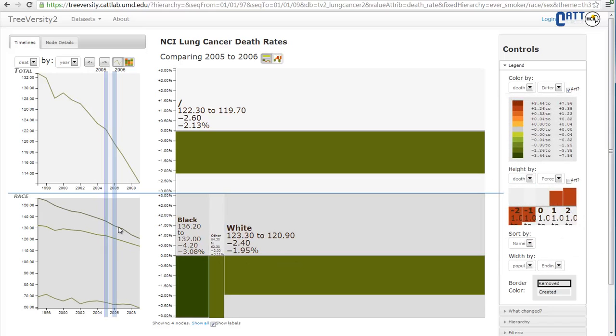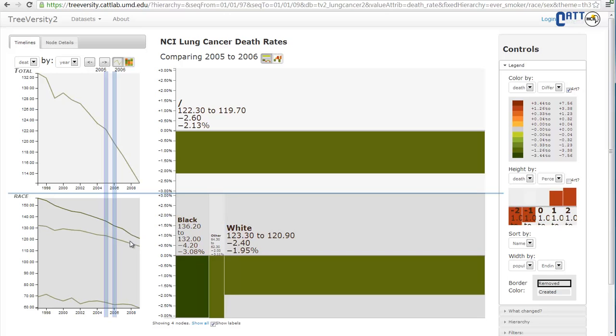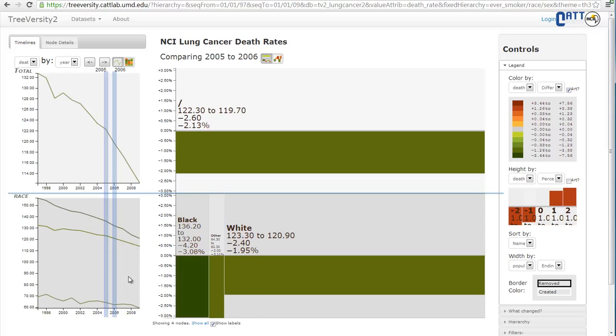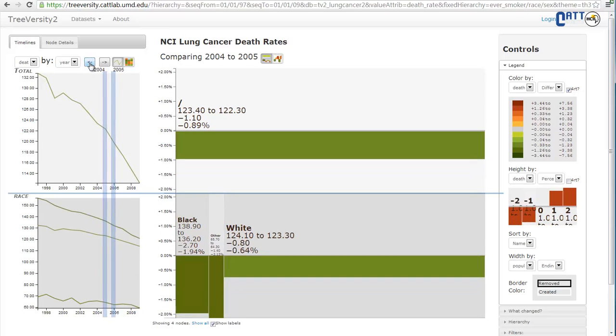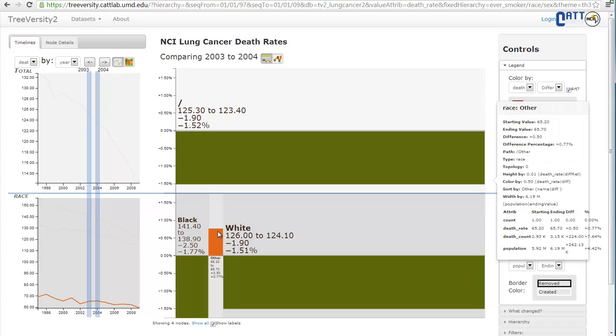Each one of the timelines on the left corresponds to one of the boxes on the stem view on the right. And we can see that the black population is the one that has the highest rate, followed by the whites, and then by the others. We can keep on moving across the years, and we can see the changes in each one of those. So for instance, in here, between 2003 and 2004, we can see that the others are actually increasing.